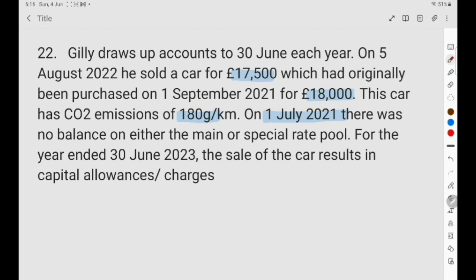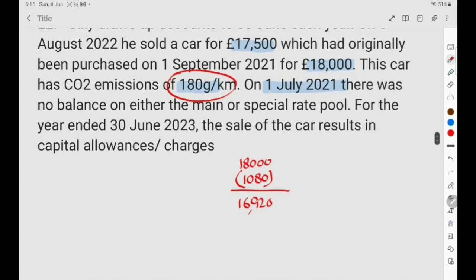So we need to consider that the asset was purchased for 18,000. So at the end of the first year, a 6% allowance would be provided. So 6% allowance is 1080. Why 6%? Because the car has a CO2 emission of 180 grams and it lies in a special rate pool. And in the special rate pool, the capital allowance rate is 6%. So it is now 16,920.